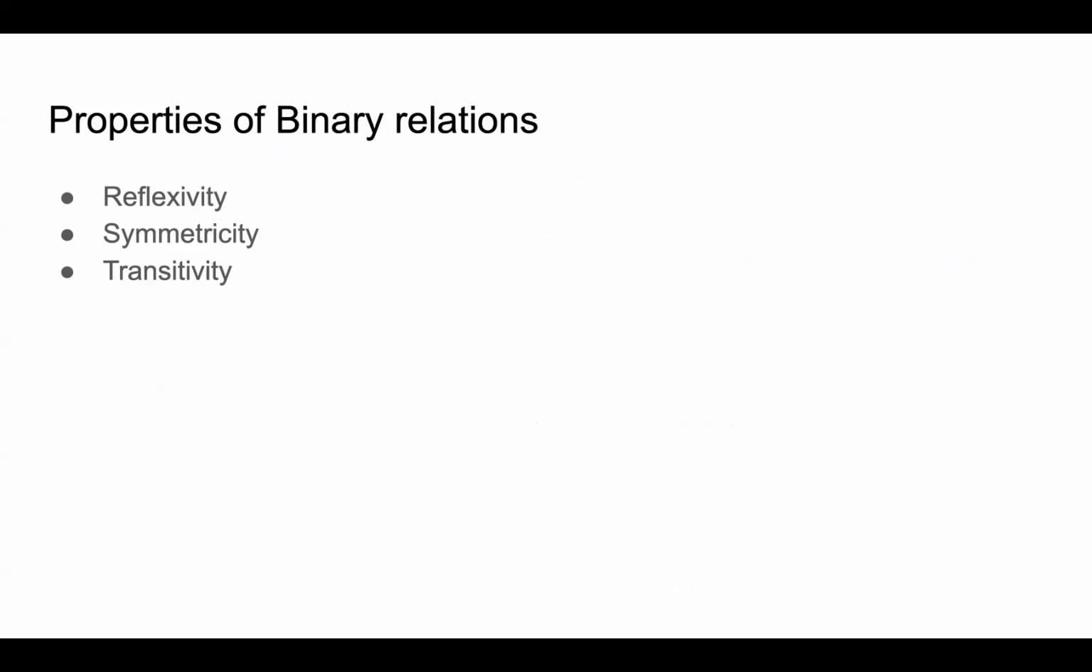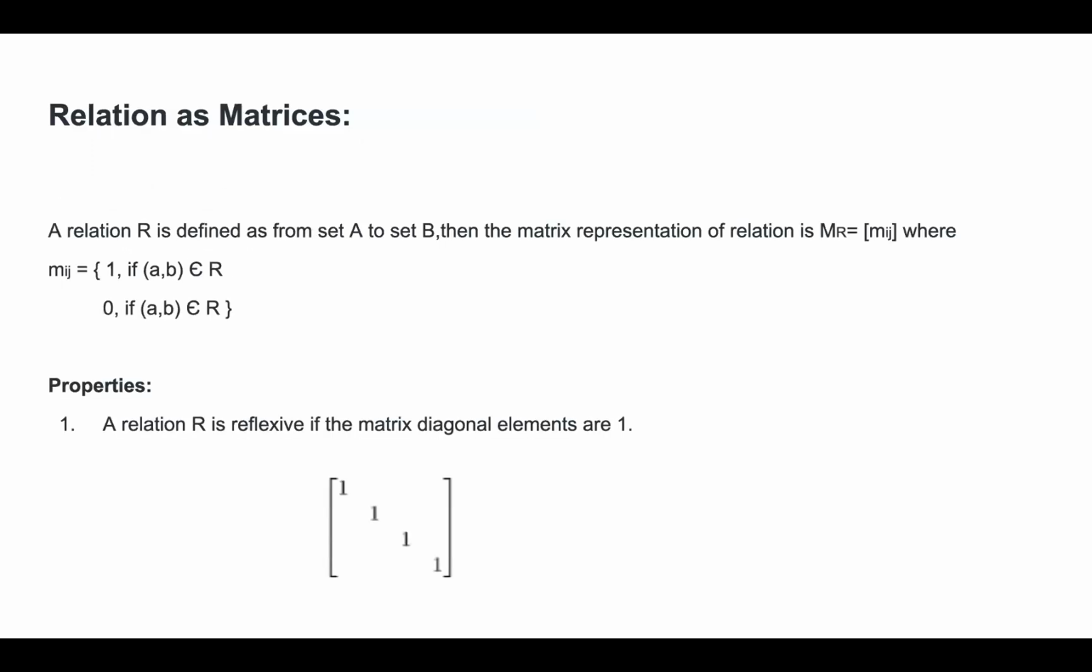Okay, now we have seen the properties of binary relations, that is reflexivity, symmetricity, and transitivity. Then relation as matrices. Relations can be represented with the help of matrices using 0 and 1, that is binary language. And here what we do is, whichever elements are there in the relation, those will be marked as 1 in the matrix.